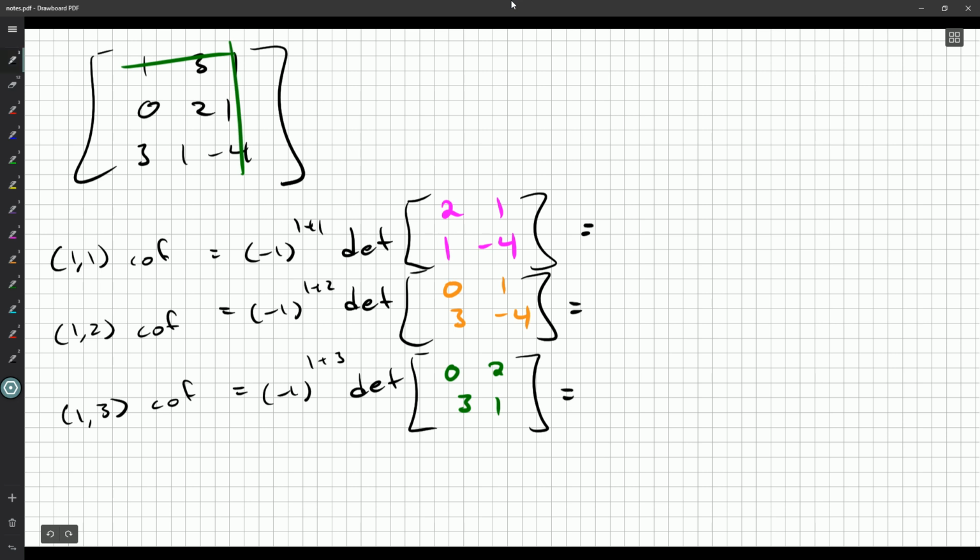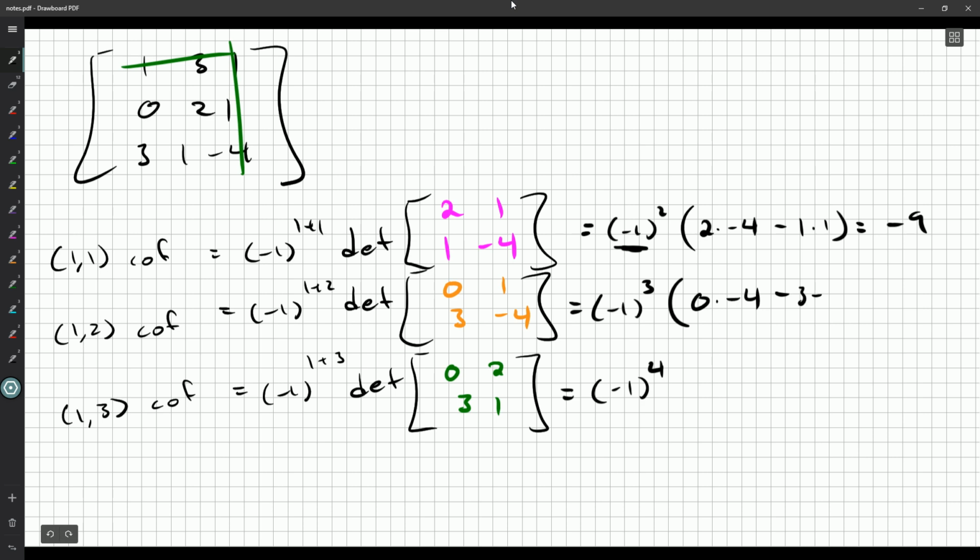Okay, negative 1 to the 2, and then 2 times negative 4 minus 1 times 1. So that'll turn into 1 times negative 8 minus 1, so negative 9. The next one is going to be negative 1 to the power 3. Next one, negative 1 to the 1 plus 3 is 4. And the determinant: 0 times negative 4 minus 3 times 1. That'll be negative 1 times negative 3, so just a regular 3.